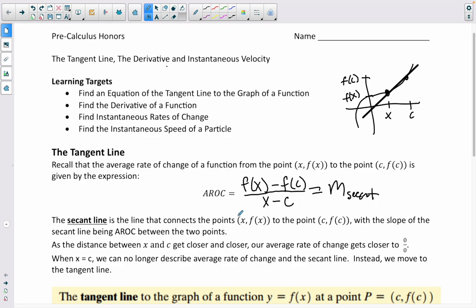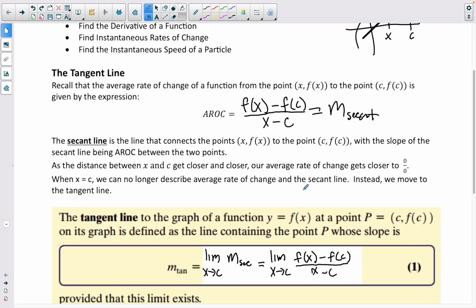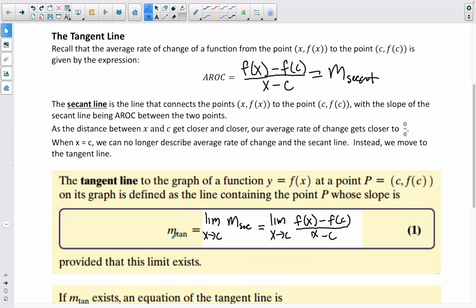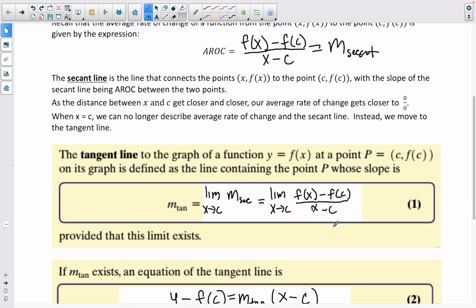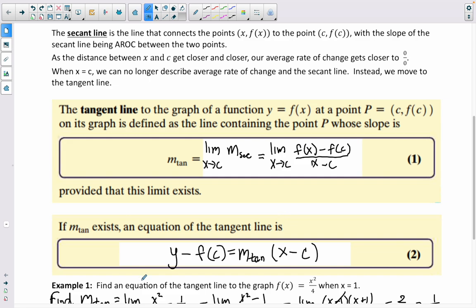Again, hopefully there are a lot of connections you're making between what you're seeing and what we saw when we did average rate of change and instantaneous rate of change. Just to recap, for the slope of the tangent, we take the limit of the slope of the secant line as x approaches c of f of x minus f of c over x minus c. We evaluate that limit, and that gives us the slope of the tangent.